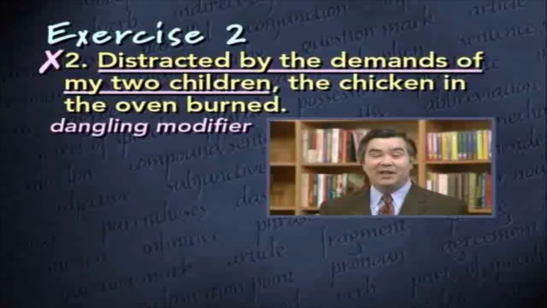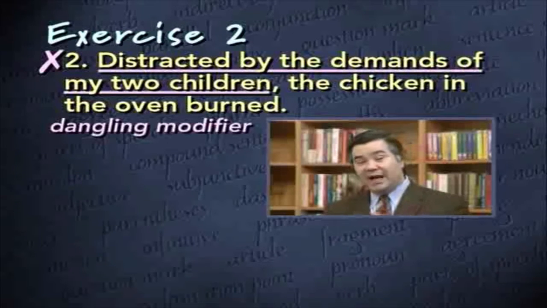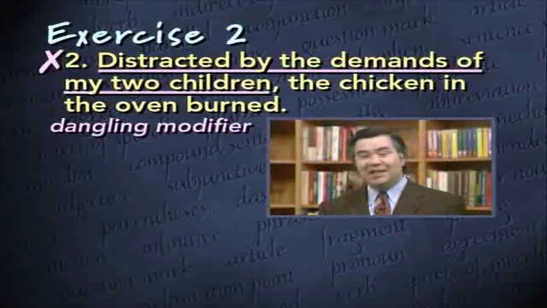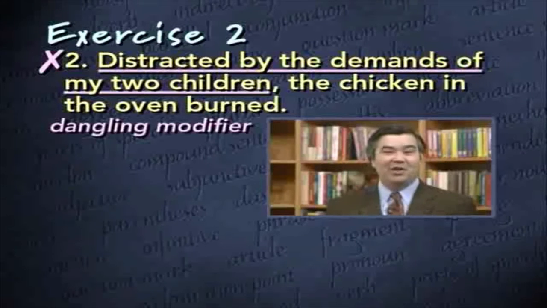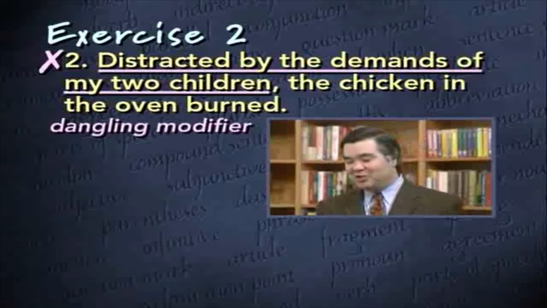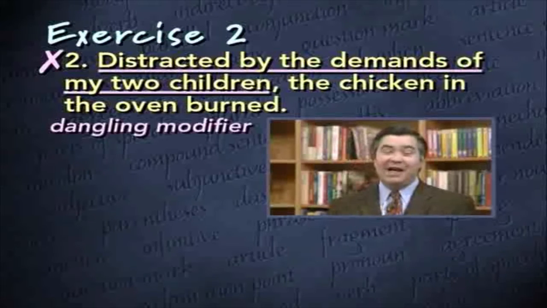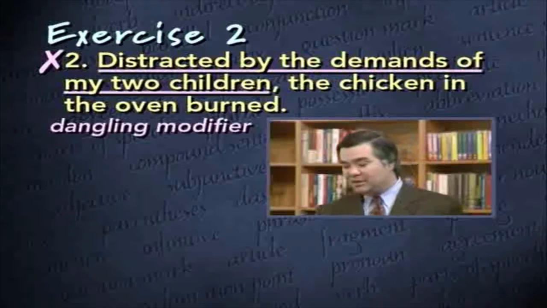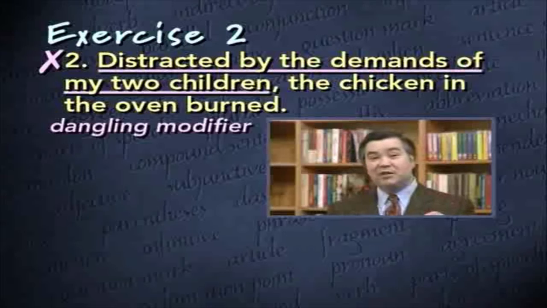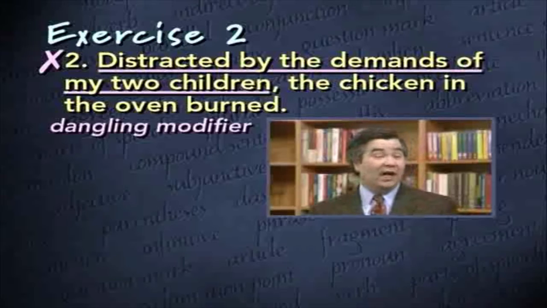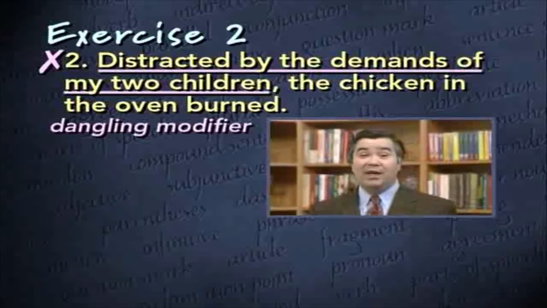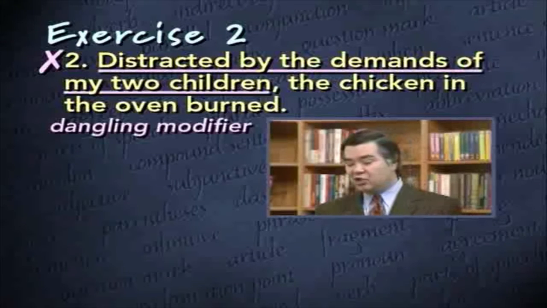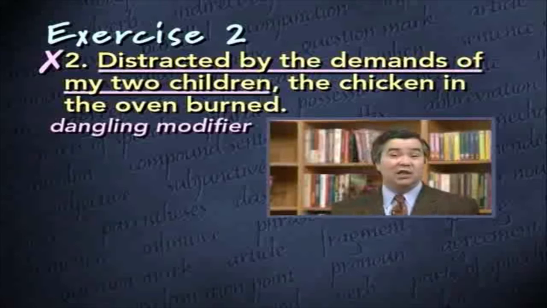I would normally be the one that my children would come to, but I don't follow the modifying phrase. Instead, the words "the chicken in the oven" follow. It almost makes it sound as though the chicken was distracted by the demands of my 2 children, and I don't think that's the case. The chicken in the oven has other more serious problems. So the sentence suffers from a dangling modifier. The word "I," in fact, doesn't appear anywhere in the sentence. And so there is nothing for the modifying phrase, "distracted by the demands of my 2 children," to modify.